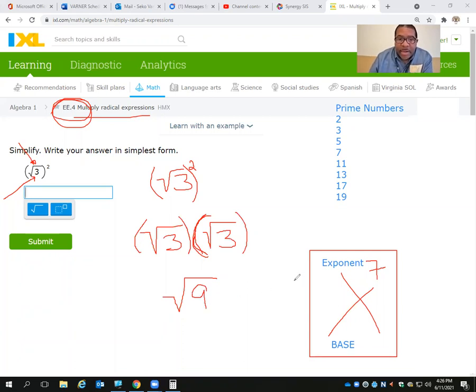Now, if we simplify or break 9 into prime numbers, we can divide 9 by 3. 3 times 3 is 9. So now we have the radical sign and 3 times 3. Now there's really a hidden 2 here, right? You don't see it, but it's really there.